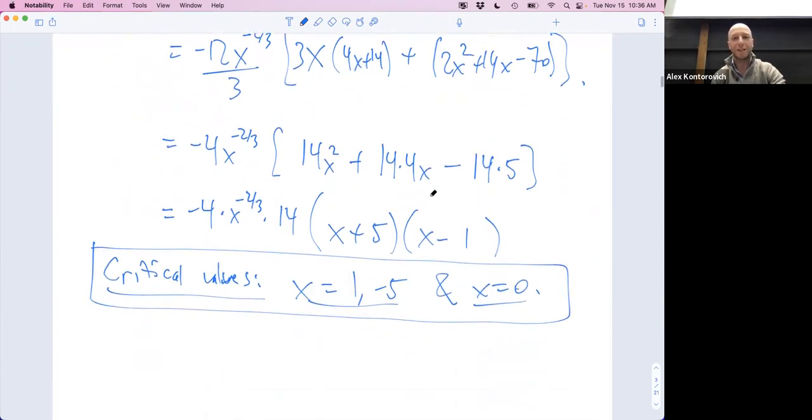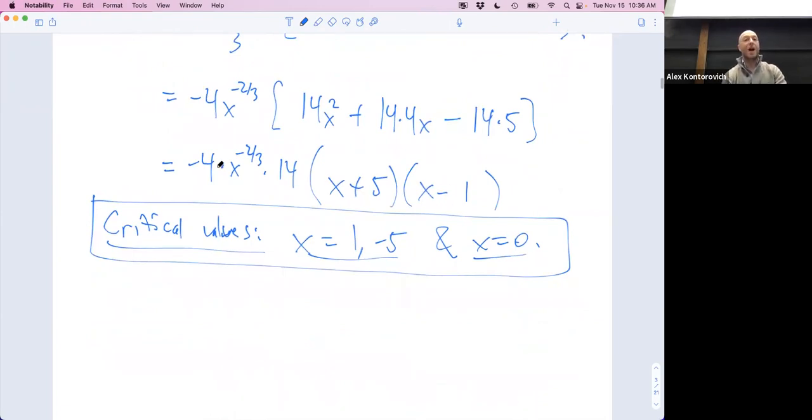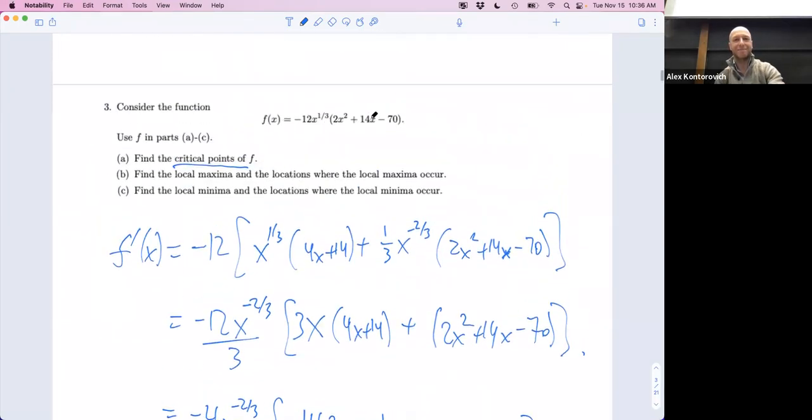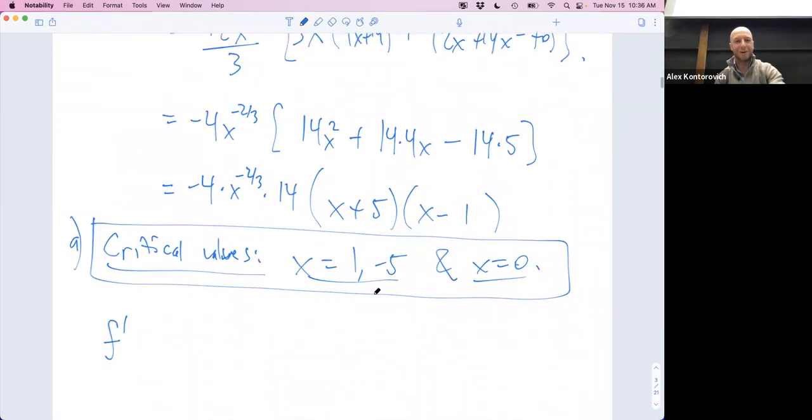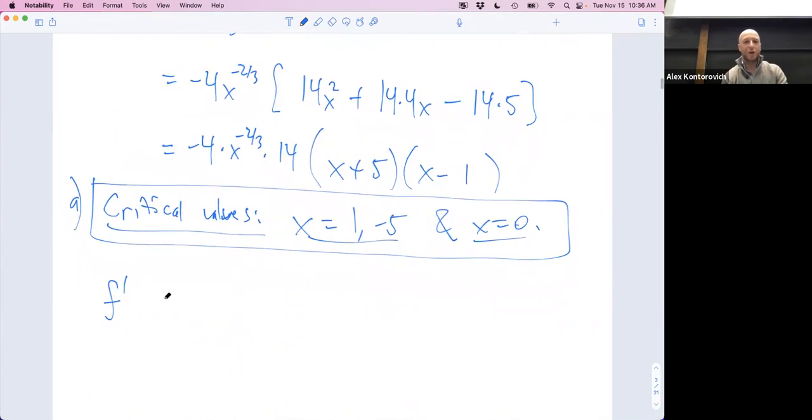Fine. Local maxima and minima are determined by the sign of f prime. So let's look at f prime. This was part A, the critical values. We don't need to plug in x equals -5 and square -5 and take the cube root of -5 and do all that stuff. So here's the graph. I have a 1, I have a -5, I have a 0, and I have a 1.